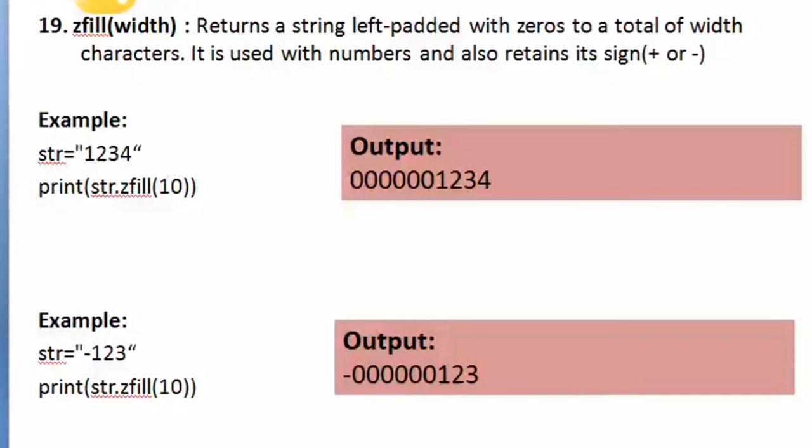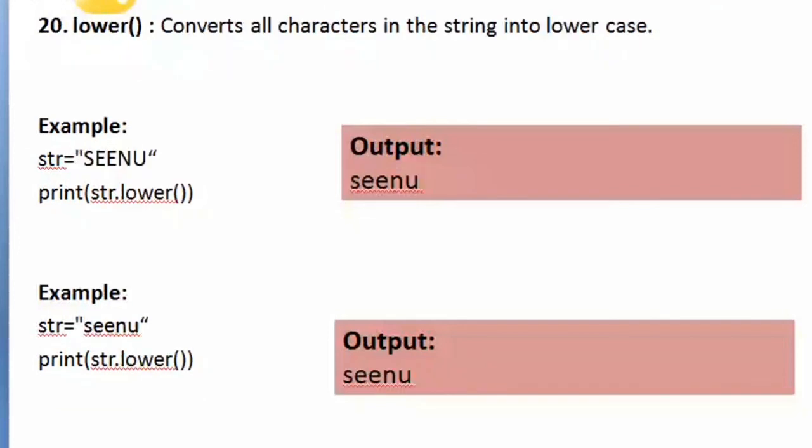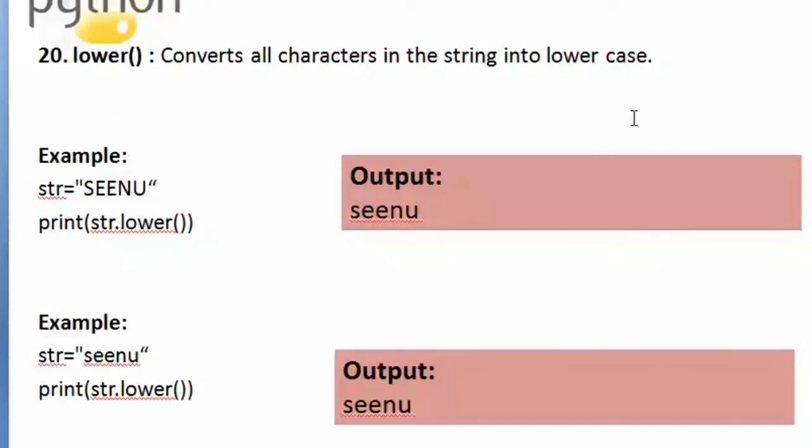Yes, ma'am. Okay, now moving on to the 20th string method, which is lower. In the previous string methods we have seen islower. What's the difference between islower and lower? Meghana, can you tell me? Islower checks the string and returns a Boolean value, true or false, whereas lower converts it to lowercase. Yes. Whenever you see is, it means it checks whether something is true or false.